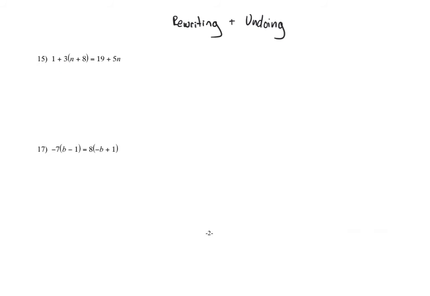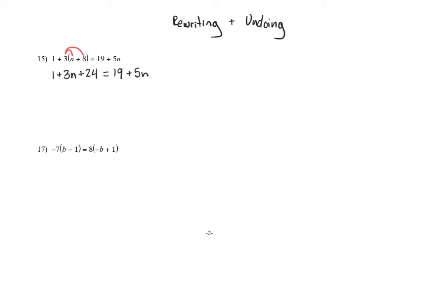I distribute the 3 to both terms inside the parentheses, and personally, I like to just draw these little arcs so that I remember to distribute that 3. My new equation says 1 plus 3n plus 24 is equal to 19 plus 5n.